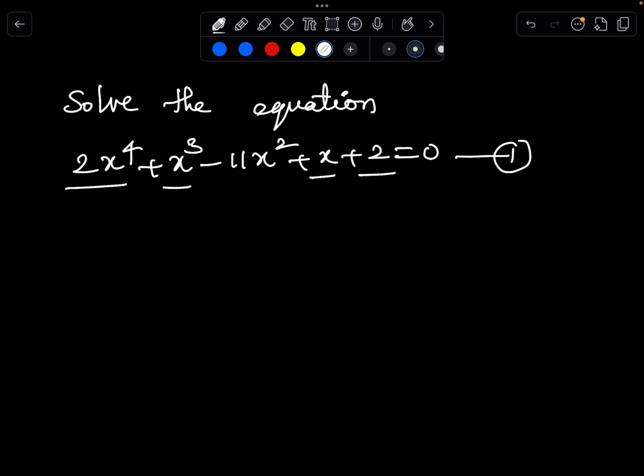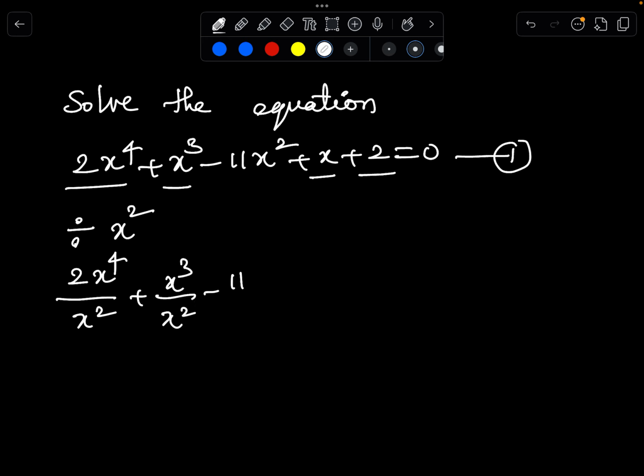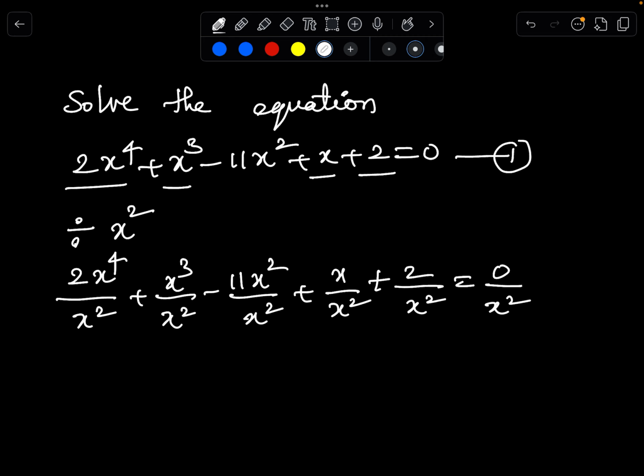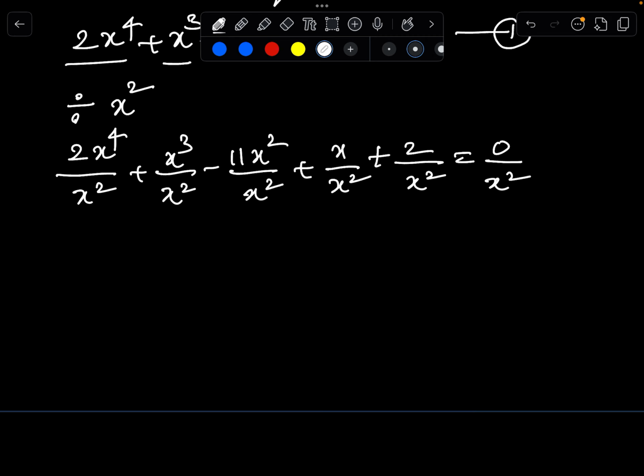So, in that case, you divide the whole equation by x square. Write separately 2x to the power of 4 by x square plus x cube by x square minus 11x square by x square plus x by x square plus 2 by x square equal to 0 by x square. Both sides divide by x square. Here x and the denominator x cancel, x square cancels, x square and power 3 cancel, and 4 minus 2 is 2.